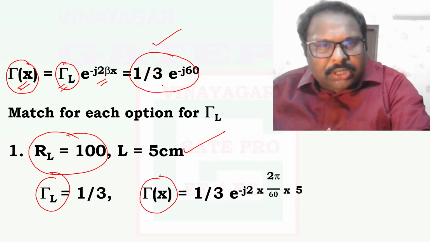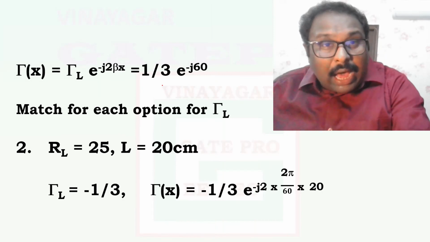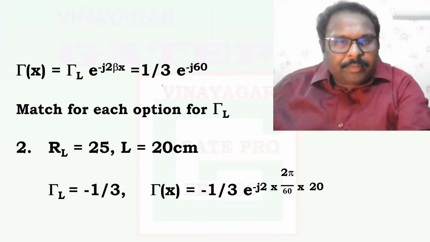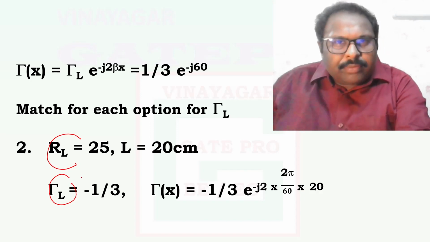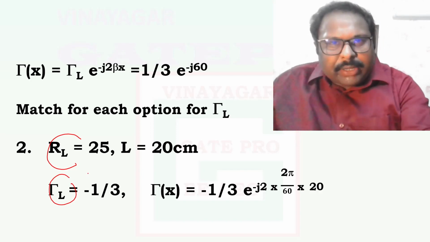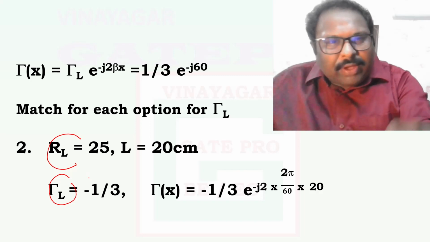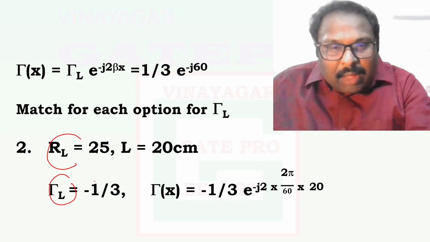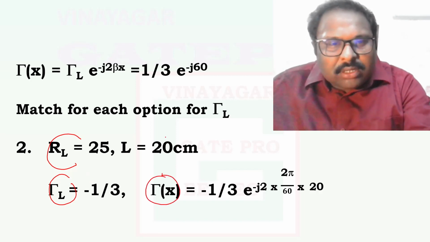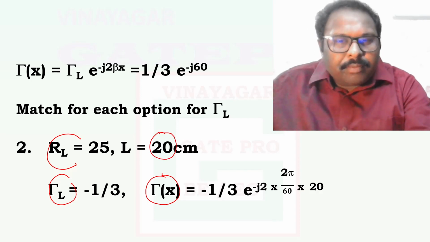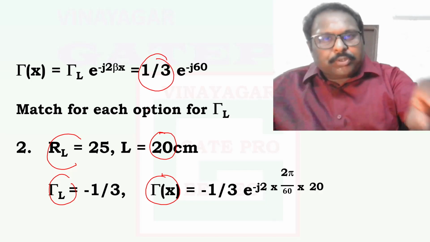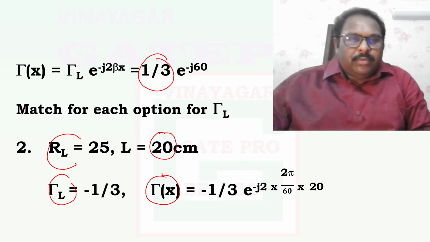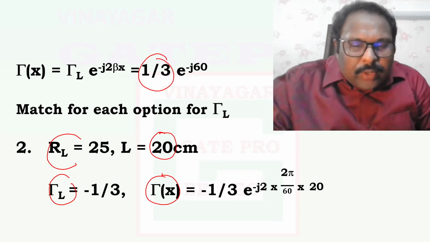Similarly, check for the second option. RL being 25, length being 20. Now for this new load, gamma L is minus 1 by 3, that is 25 minus 50 by 25 plus 50. For this gamma L, again I'll calculate gamma of x for 20 centimeters, and I'm again getting the same. Similarly, for the other two options, if we check, it won't satisfy. That means only two options are satisfying it.